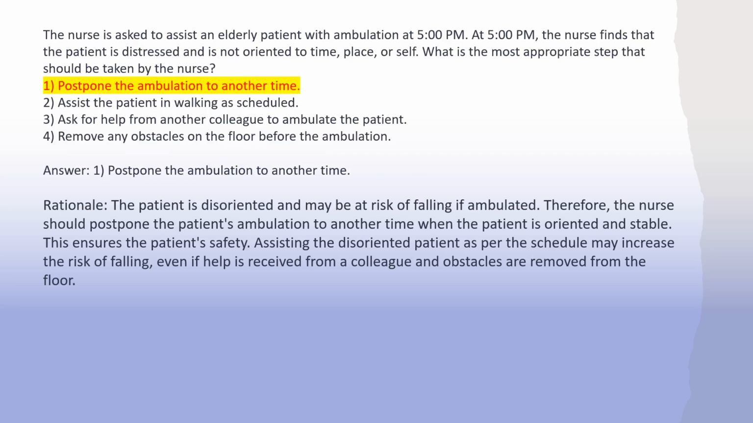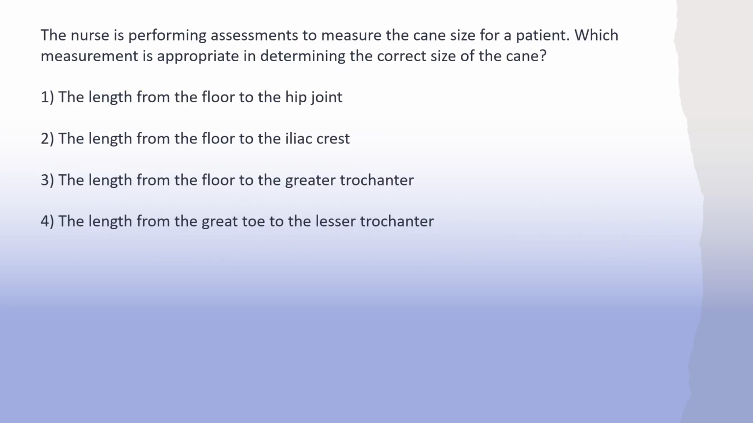Answer: 1. Postpone the ambulation to another time. Rationale: the patient is disoriented and may be at risk of falling if ambulated. Therefore, the nurse should postpone the patient's ambulation to another time when the patient is oriented and stable. This ensures the patient's safety. Assisting the disoriented patient as per the schedule may increase the risk of falling, even if help is received from a colleague and obstacles are removed from the floor.